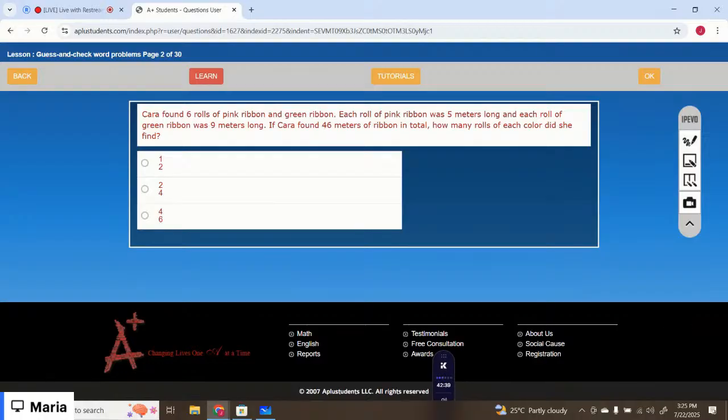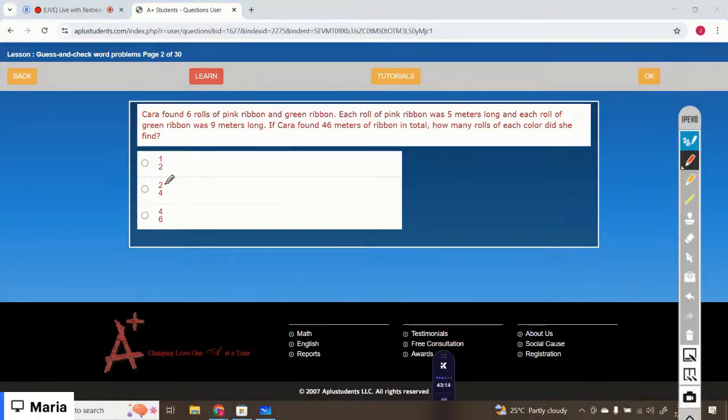Kara found 6 rolls of pink ribbon and green ribbon. Each roll of pink ribbon was 5 meters long and each roll of green ribbon was 9 meters long. If Kara found 46 meters of ribbon in total, how many rolls of each color did she find? 6 rolls in total, right? So 2 plus 4 makes 6. Let's just use 2 and 4.